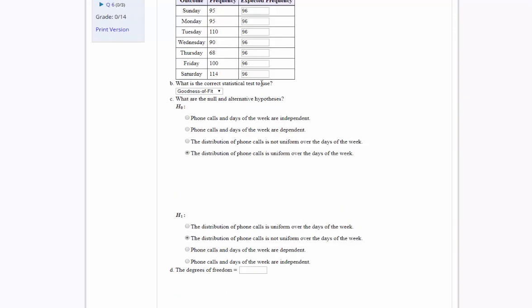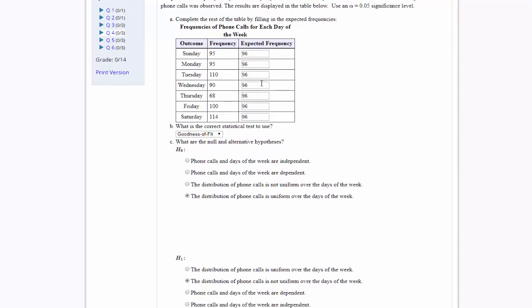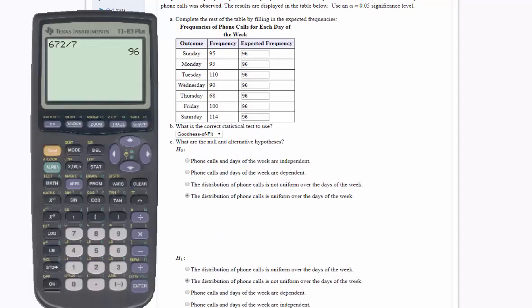As far as computations go, just to save a little bit of time, I've already done it. Let's go to your columns, and in L1, I plugged in all of my observed values, and in L2, expected.